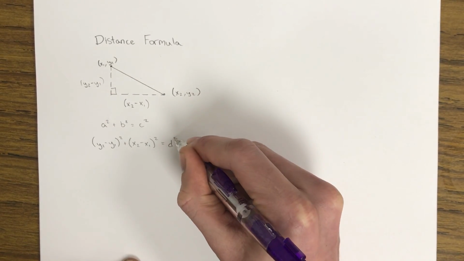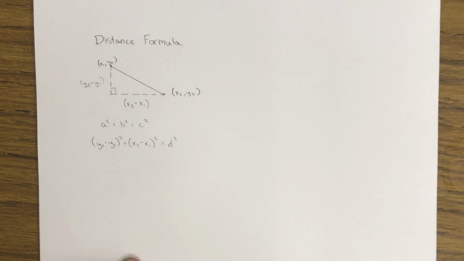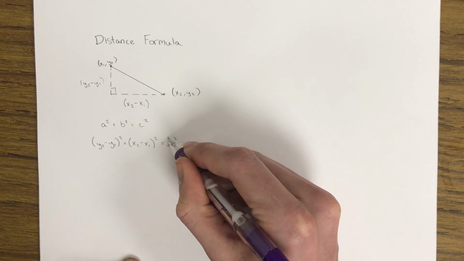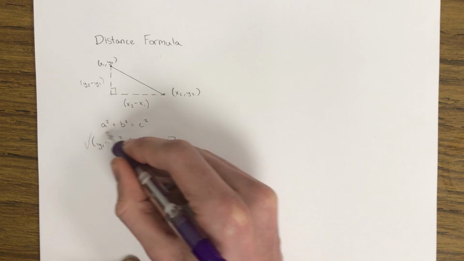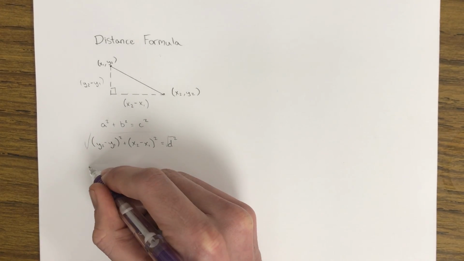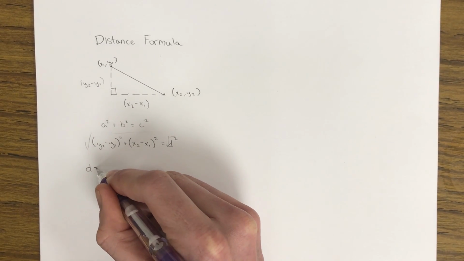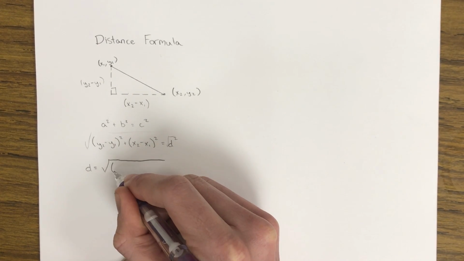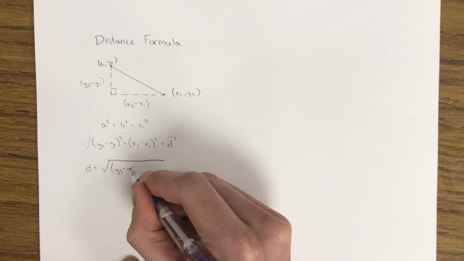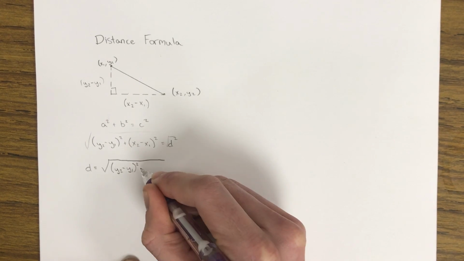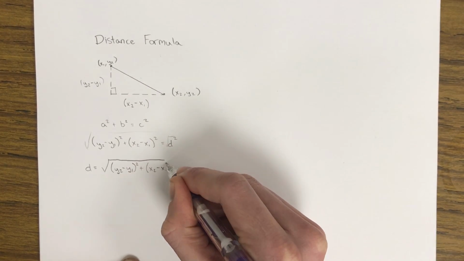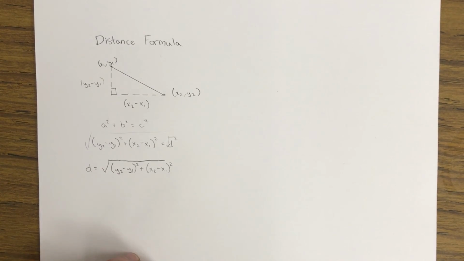and this is going to be equal to the distance between the points squared. So then to get distance on its own, we are going to take the square root of both sides of the equation. So our final answer is that the distance is equal to the square root of the difference of the y values squared plus the difference of the x values squared.